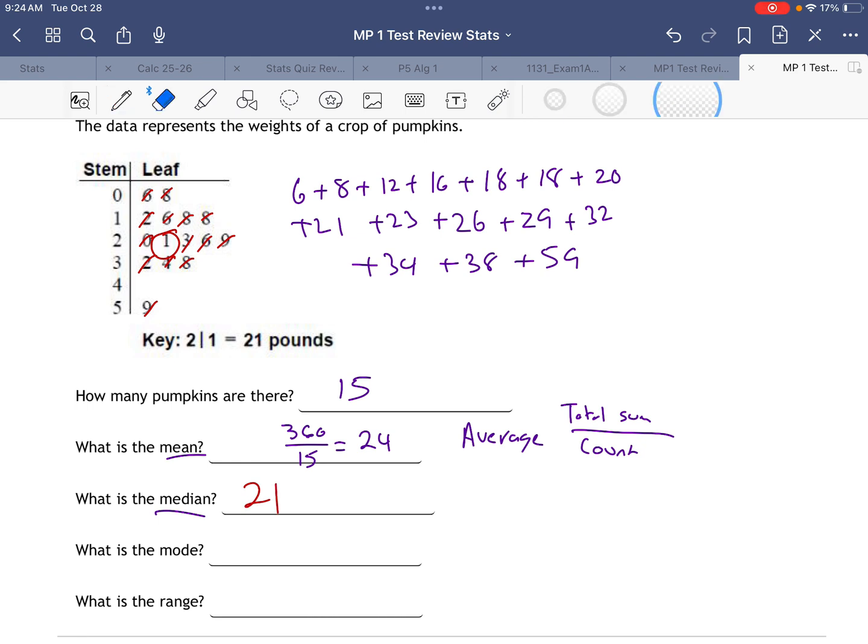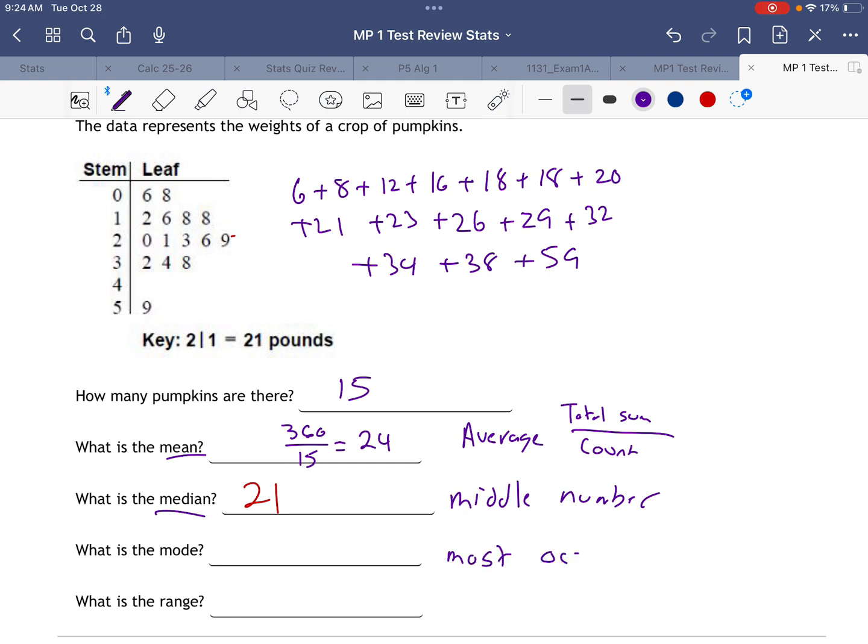The mode is the most occurring. Oh, sorry, let me write down. This is the middle number. Our most occurring number is going to be 18. And then we find the range by taking the highest value, in our case 59, and subtracting the smallest value, 6, to get 53.